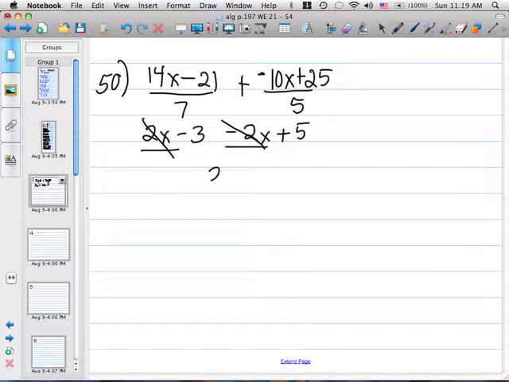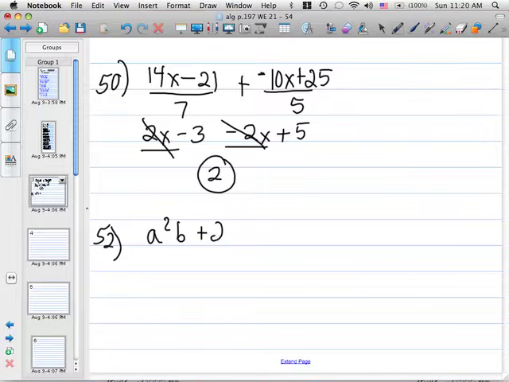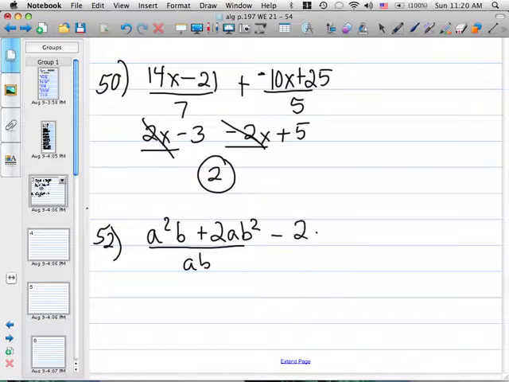To get back to 126, 42 goes in there 3 times. To get back to the a to the 4th, we need a cubed. We have a b cubed, and we have the c squared. Oh, we don't have the b cubed, that's a 2. We need a b.